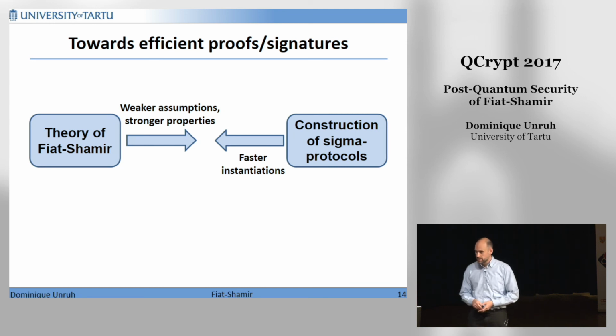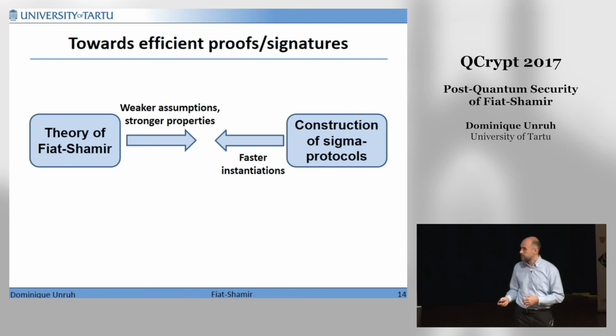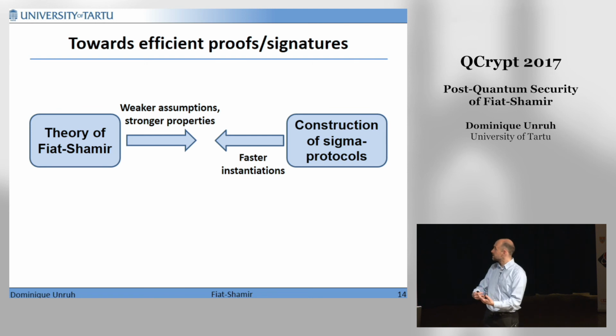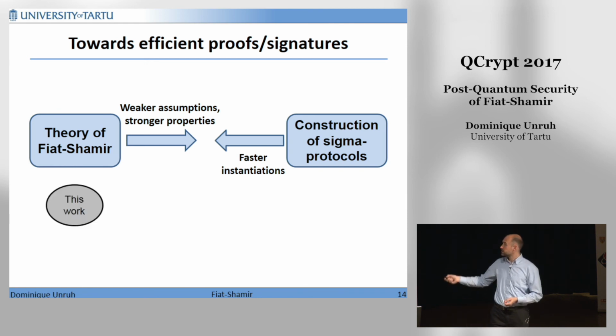And let me finish with this picture to show where we are in this research area. Basically, if we are looking for efficient proofs or signatures, we come from two directions. We have the theory of understanding Fiat Shamir, like making fewer and fewer assumptions and getting stronger properties. And we have the search for faster instantiations that match those assumptions for the Sigma protocol. So this is some kind of lattice stuff and so on. This work was clearly on this side, so I have no progress on this.